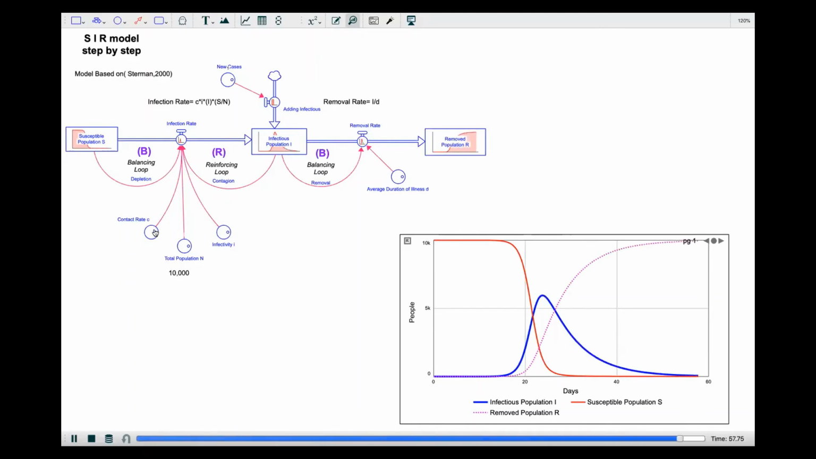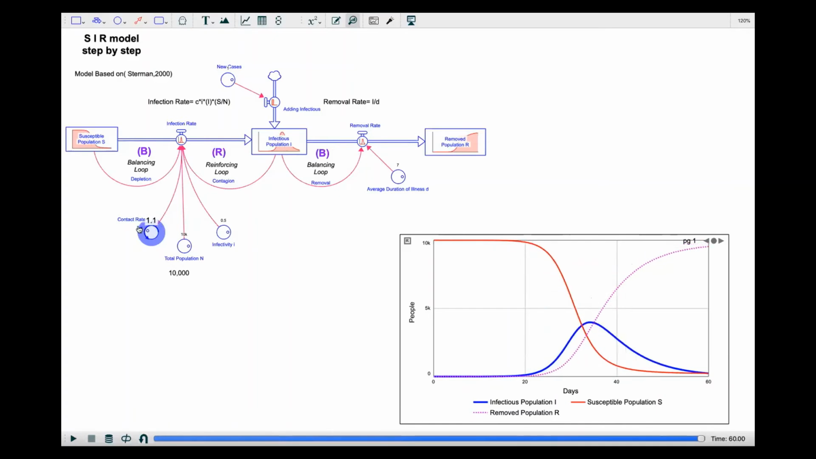Okay. Now, if I did something and I reduce the contact rate, you can see, wow, it's changing right there in front of us. Yes. So I can make this change over time as well, but just for the case of demoing that, this can be a function of time as well.